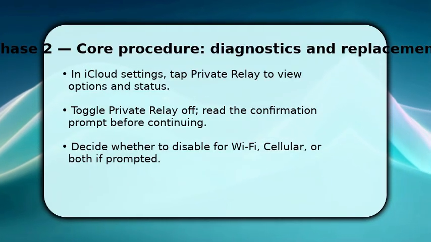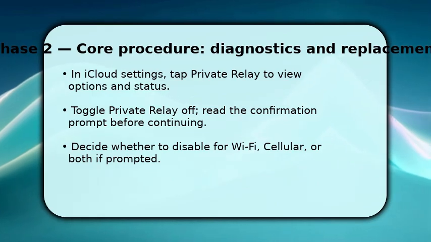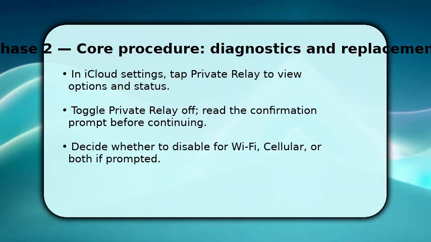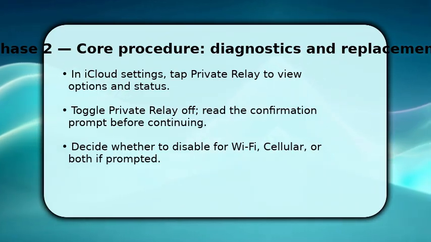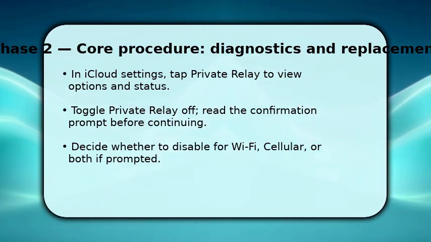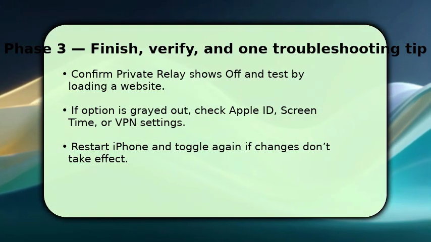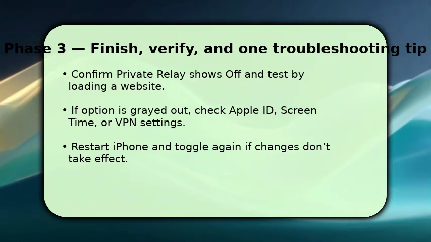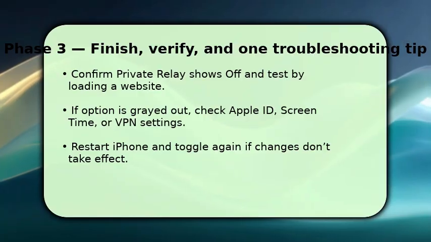If the interface asks whether to disable on Wi-Fi, cellular, or both, choose based on your privacy needs and data plan. Make the selection deliberately. Turning it off affects how websites see your location and which IP addresses are exposed. After you disable Private Relay, confirm the toggle reads off and then load a web page to ensure traffic no longer routes through Apple's Relay.